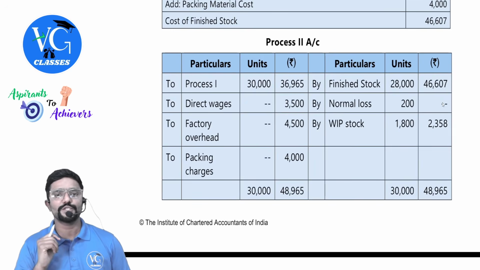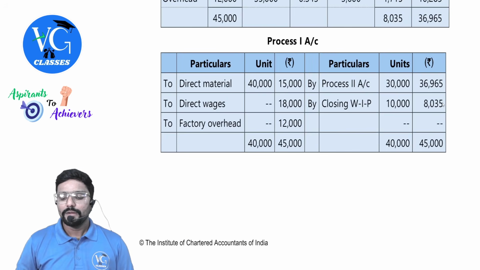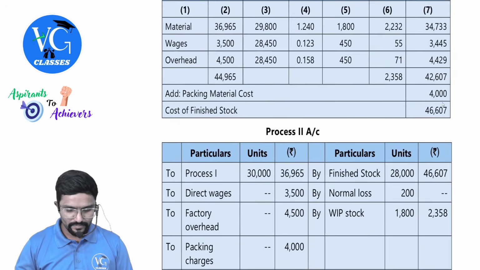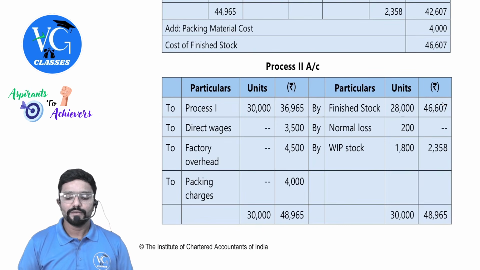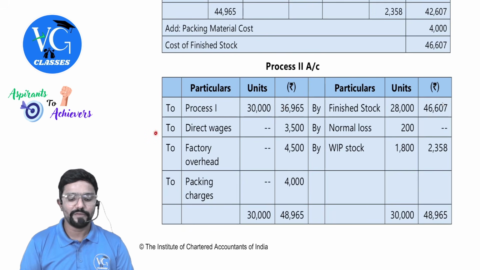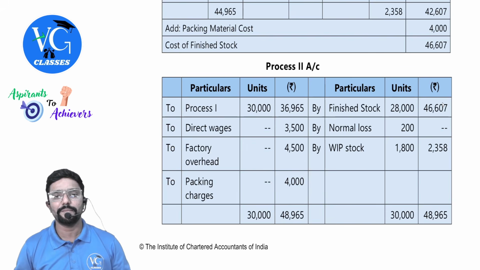Now coming to the process 2 account. First we see whatever has been transferred from process 1 account, receive it. 30,000 units at 36,965 rupees. Plus wages, factory overhead and packing charges we have to take. Packing charges is separately debited here.